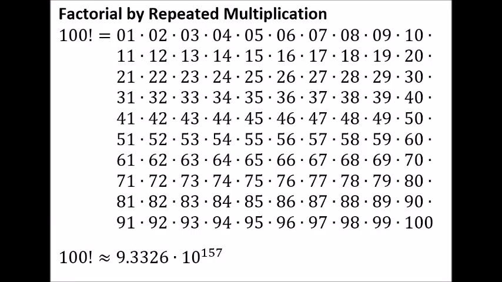Consider this example of 100 factorial. It can be computed using 99 multiplications, or 99 additions if you use logarithms. In the last lesson, we developed an approximation to the factorial that can be computed in far fewer mathematical operations. Today we are going to develop a similar approximation that is more accurate.